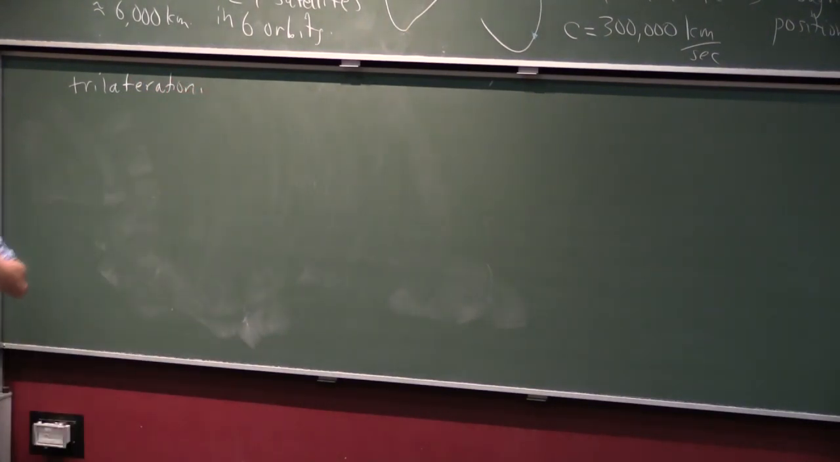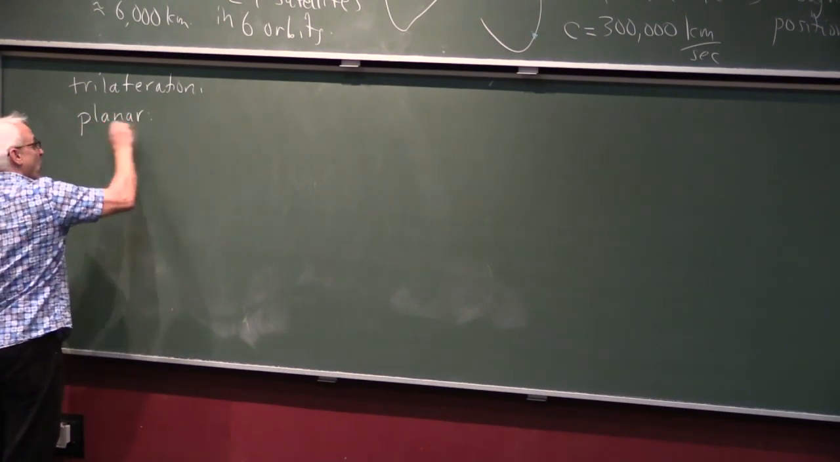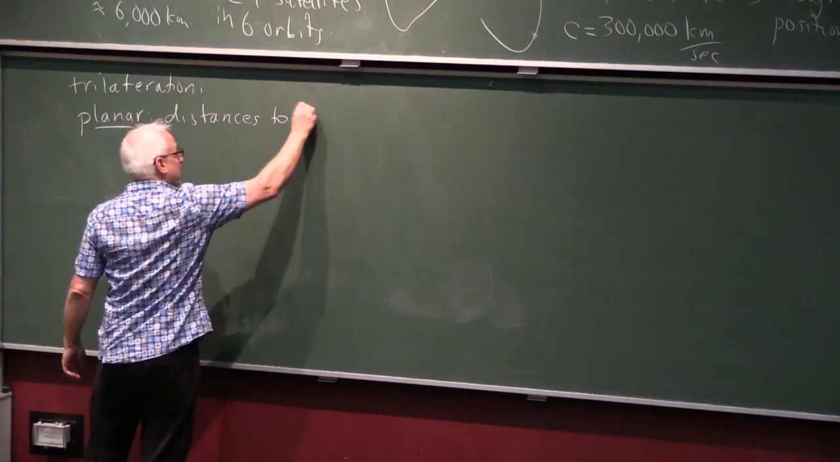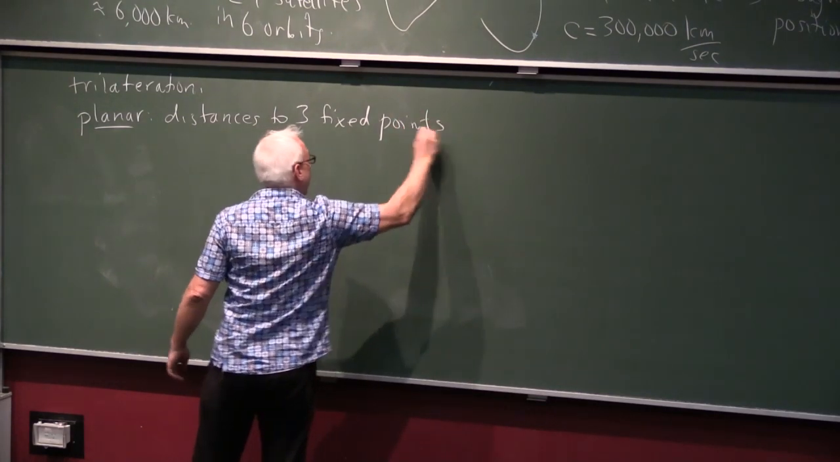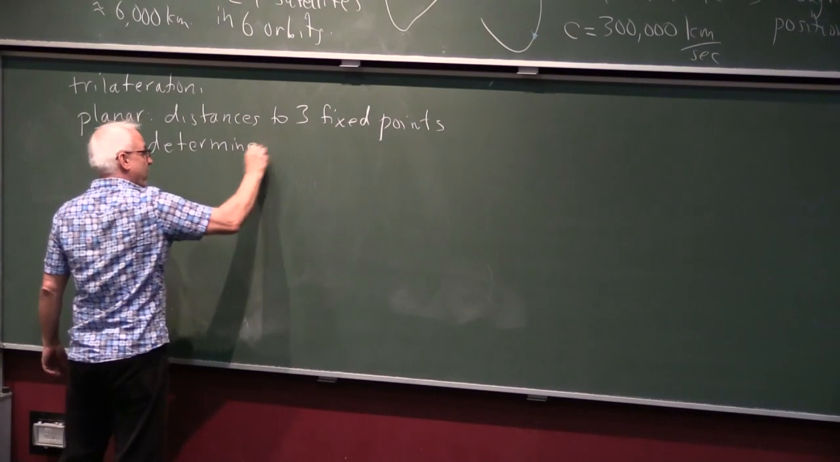Let me just give you the planar version of that. So the planar version is that if you know distances to three fixed points, that determines position.